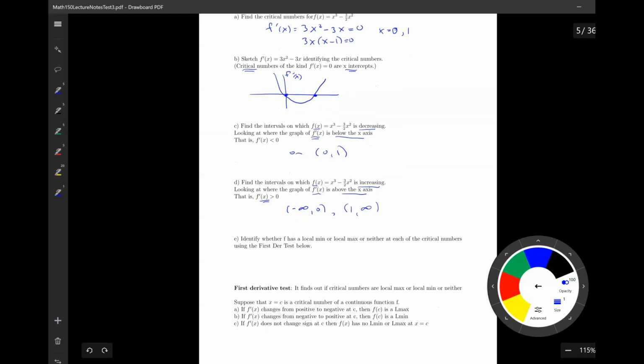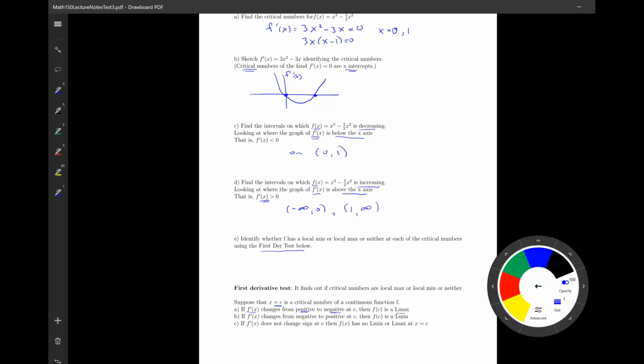All right, so thinking about what's happening, thinking about this first derivative test. I've got the first derivative test here below. Looking at a critical number c, if I notice that the derivative changes from positive to negative, that means the function is changing from increasing to decreasing, so that must mean I have a maximum.